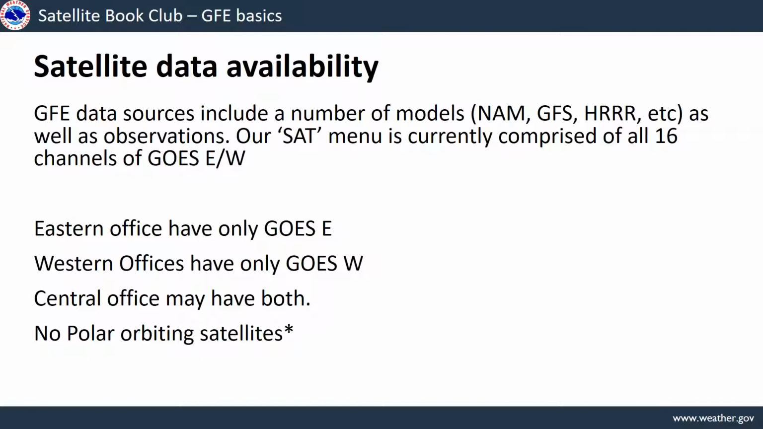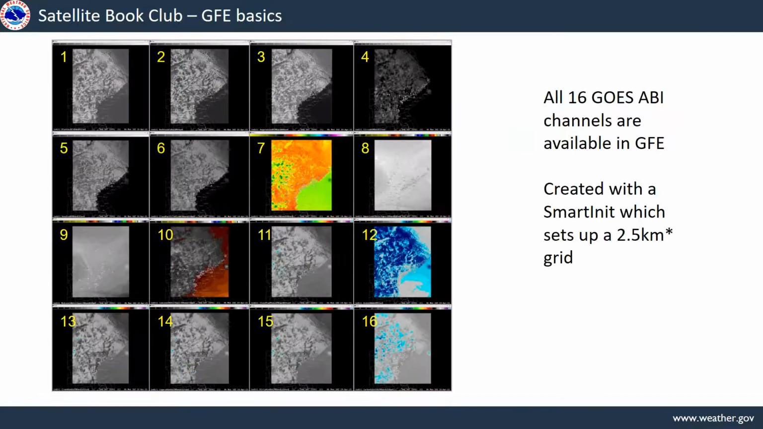Currently, that satellite menu at baseline has all 16 channels of GOES East and GOES West. For the eastern offices, GOES East; western offices, GOES West. I'm hoping someone on this call can confirm for me, but I suspect if your GFE domain overlaps both satellites out in the central part of the country, you should be able to have access to both. We don't have any polar orbiting satellites available right now as part of the AWIPS baseline. However, I'll discuss further some ways we could go about adding those types of things.